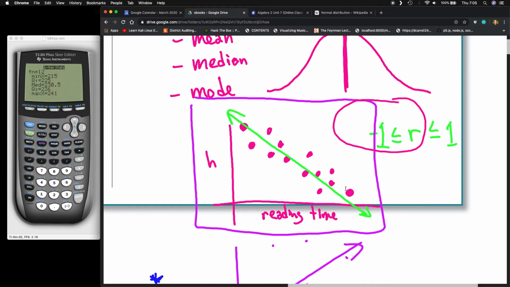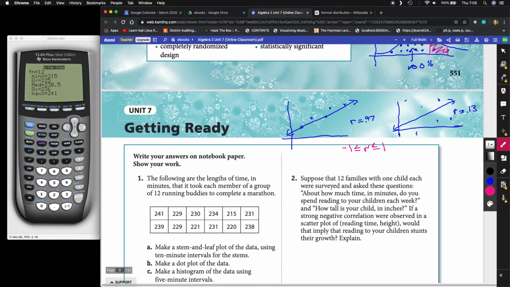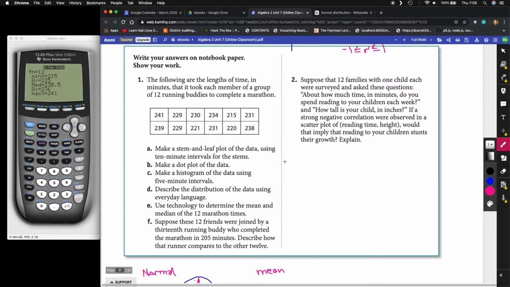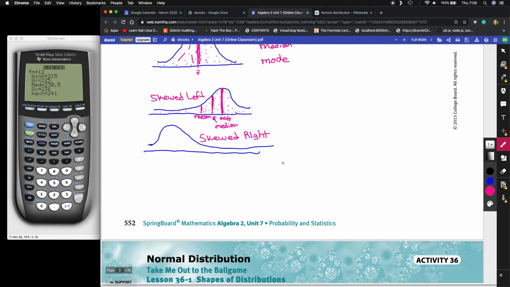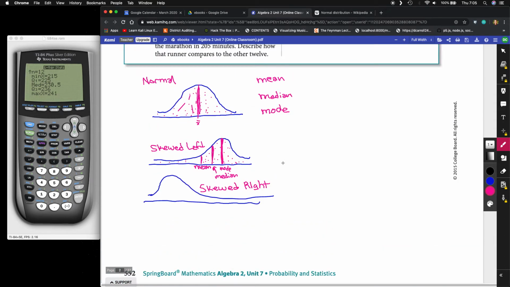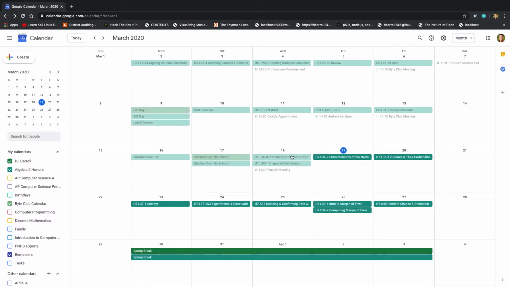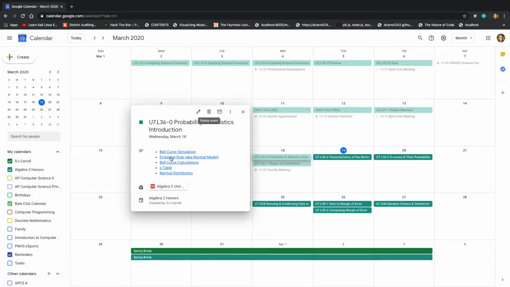Okay. All right. So let me get back to this. That concludes our getting ready, and I do want to show you a couple more things that can hopefully help you as we go through this unit. So I'm going to go over to my other screen here, and this was actually yesterday's lesson. This is in our calendar. I'm calling it lesson 36-0, the one before the first lesson. So this is our introduction. I have a few links here that I would like you to explore.